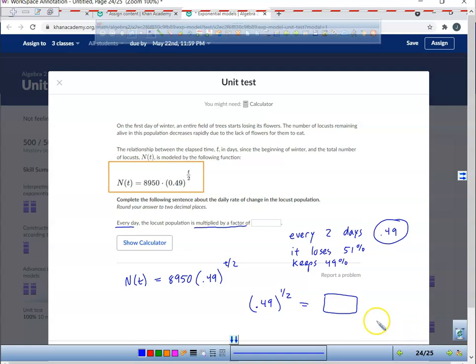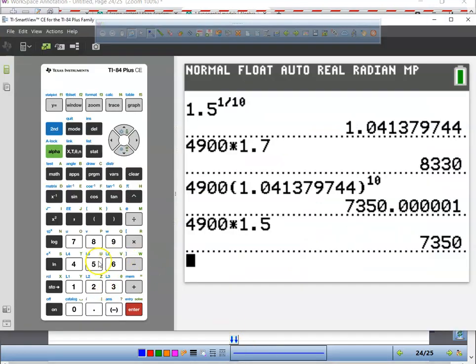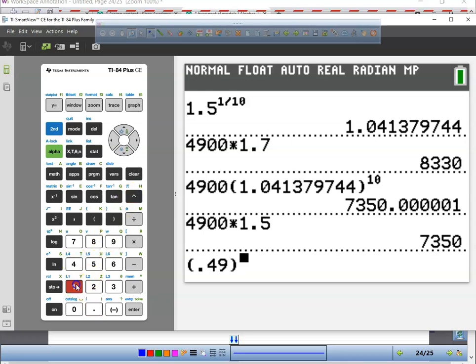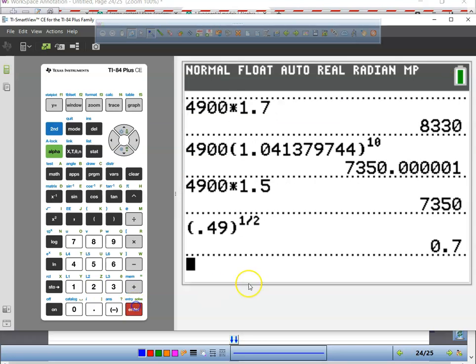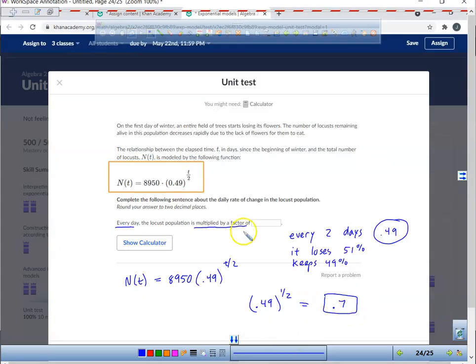every day. And you should get 0.7. If you do 0.49 and you raise it to the power of 1 half, it's 0.7. So my answer for this is 0.7. Now, if it said every 2 days, my answer would be 0.49. But if it's every day, it's multiplied by 0.7. And what's my clue of finding that? This fraction right there.